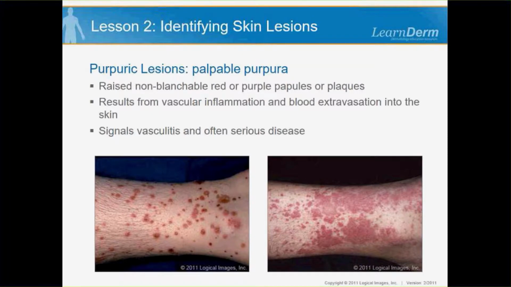Similarly, palpable purpura, very important skin exam finding. These are raised, bloody lesions where blood is extravasated into the skin. You can push with your slide or your finger, and these do not blanch. So these are raised, non-blanching lesions, and they can be a sign of vasculitis, also a good reason to refer.